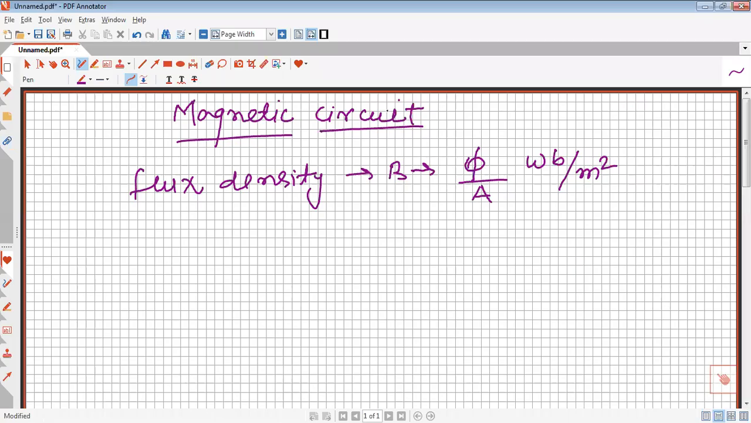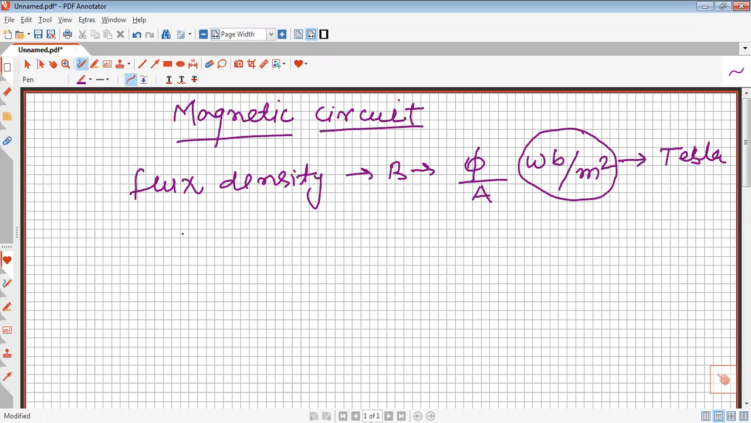So this is flux and this is area. Flux per unit area is called flux density. Flux is measured in Weber, and area is measured in meter square. So Weber per meter square is also known as Tesla.